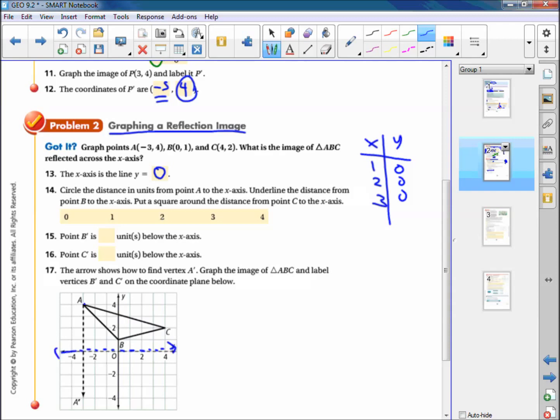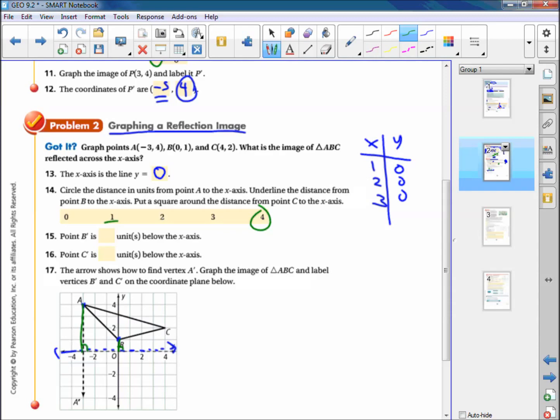All right, so circle the distance in units from point A to the axis. So they already plotted point A for us. It's right here. And the distance, as a perpendicular to the x-axis, will be 1, 2, 3, 4. So we circle 4. And then it says underline the distance from point B to the axis. So point B is right here. And a perpendicular to our line of reflection, which is the x-axis, is only going to be 1 long. So we're going to underline 1.